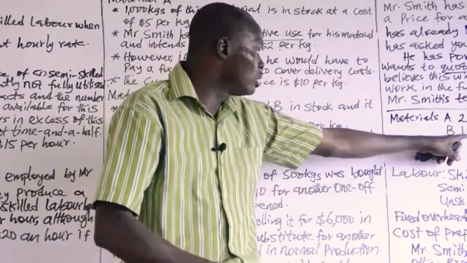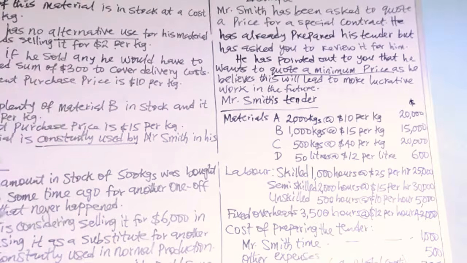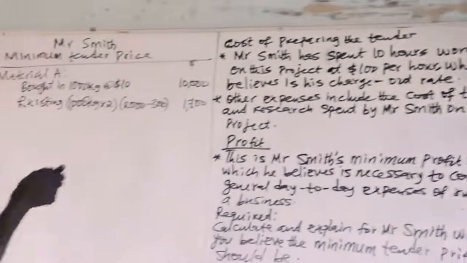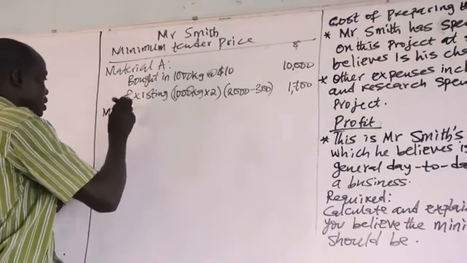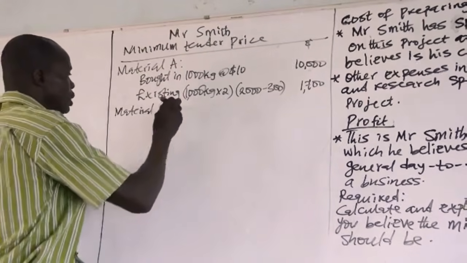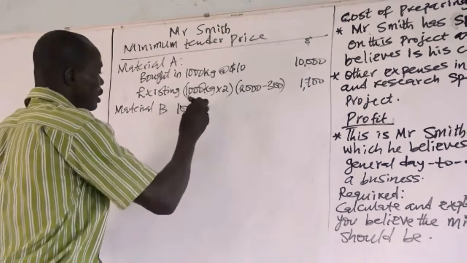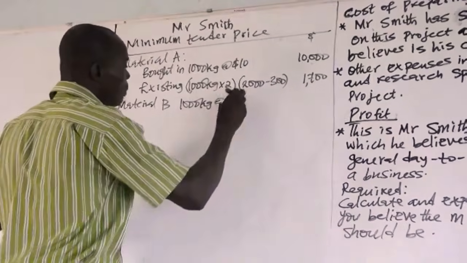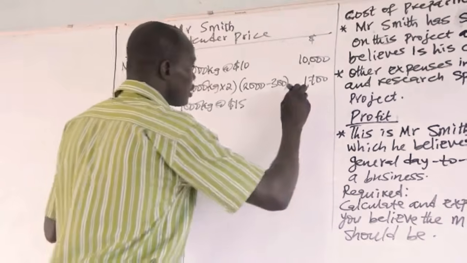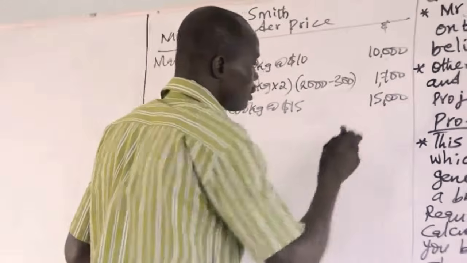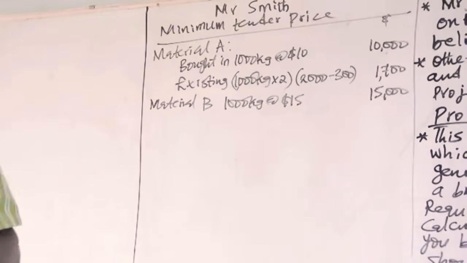The quantity you need for material B is 1,000 kg. So you need 1,000 kg at $15 per kg, and that will give us $15,000.